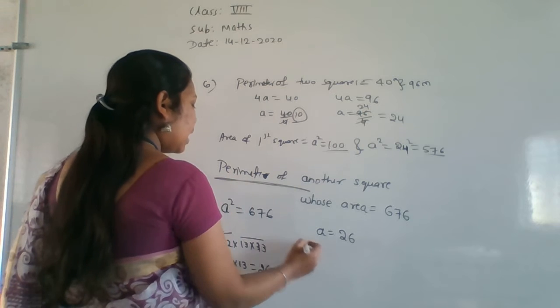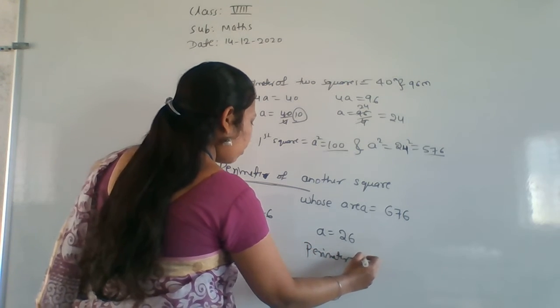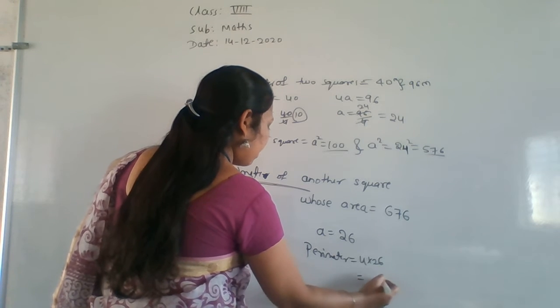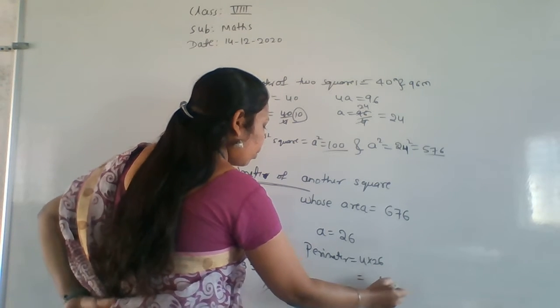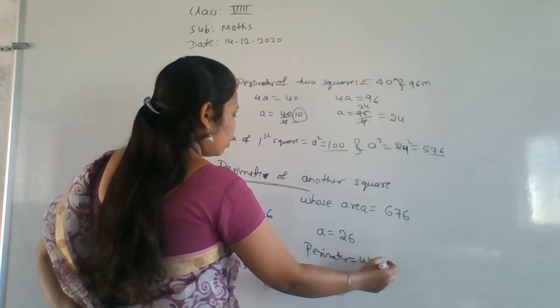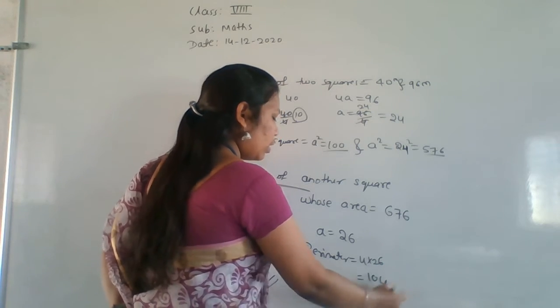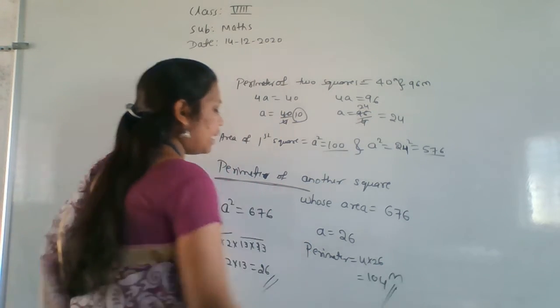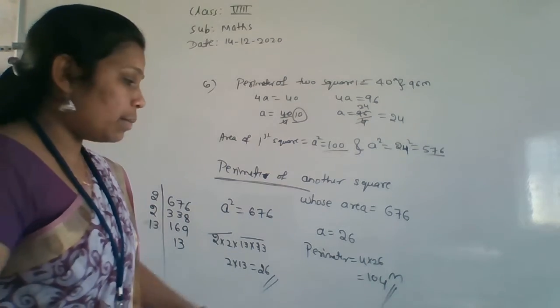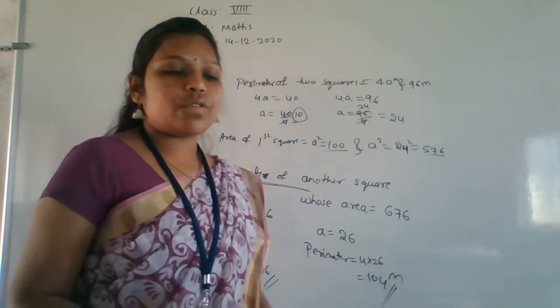Now we have to find the perimeter. Perimeter is equal to what? That is 4 into 26. Now multiply. 4 6s are 24, 2 carry, 4 2s are 8, 8 plus 2 is 10. That is 104 meters. The perimeter of the new square is nothing but 104 meters. Like this we have to find. Okay. Next, go for the next question.